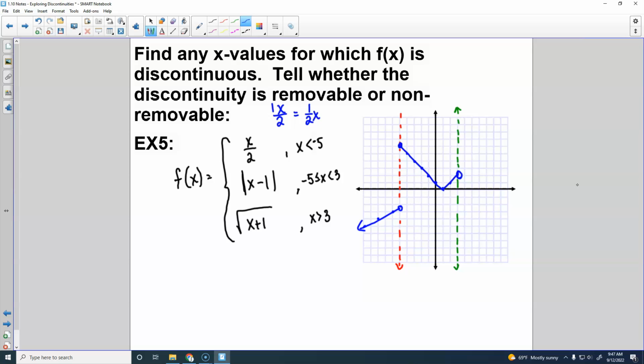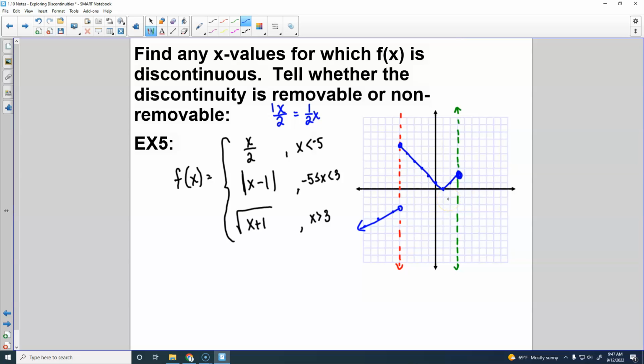What do square root functions look like? They look like this. If you're unsure, you can just plug in numbers, right? So if I plug in 3, I get 2. So the point (3, 2) is where we need to start right here. Oh, look. It is the same. So we had an open circle, but it's being filled in by a closed circle, right?